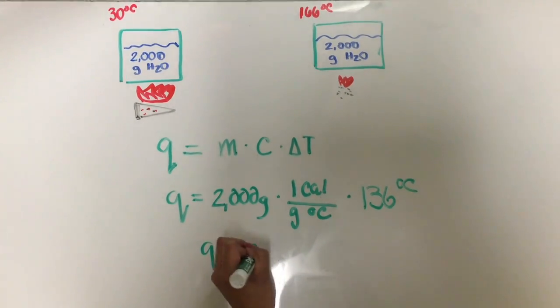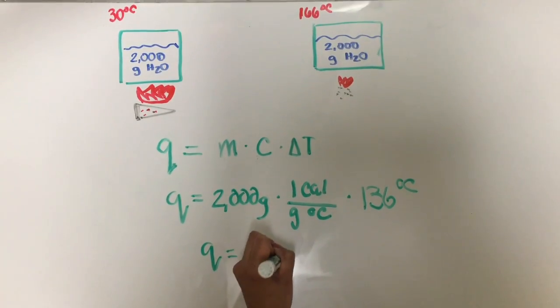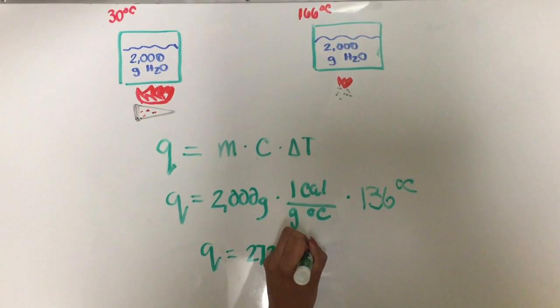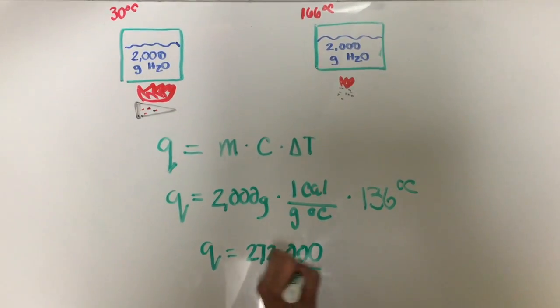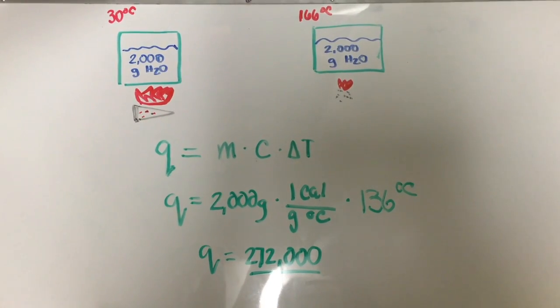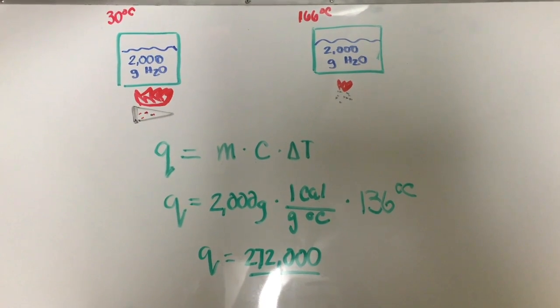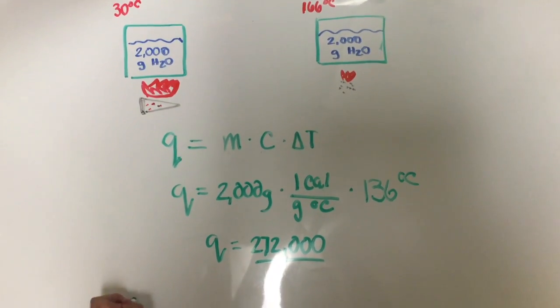Now we just go ahead and add the final bit into our formula. Multiply all of our knowns together and then solve for Q. You see now that Q equals 272,000 calories, but we want to know how many food calories, so we will have to use stoichiometry to get that answer.